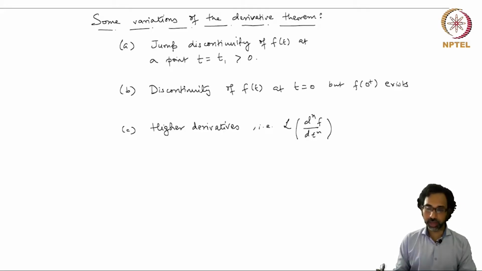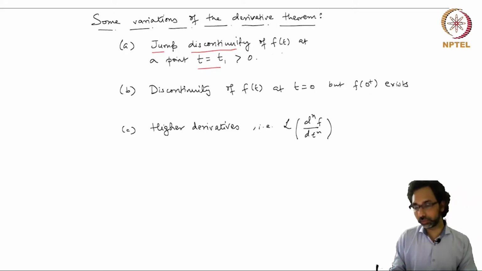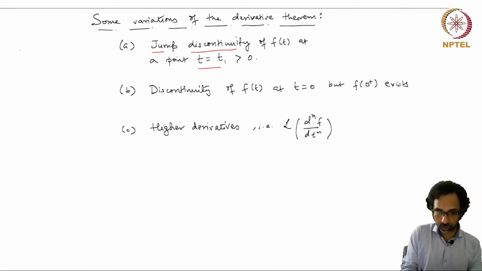Now let us look at some variations of the derivative theorem that we have stated. The first one is for a jump discontinuity of f(t) at a point t equal to t1. So a jump discontinuity, we assume that f(t) is piecewise continuous. Then our graph of f might look something like this.